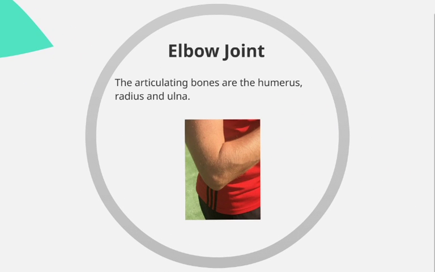With the elbow joint then, the articulating bones within the elbow joint are the humerus, the radius, and the ulna. As we know, the humerus is the bone above the elbow, running from the elbow to the shoulder, and then we have the thinner radius and the ulna located in the lower arm between the elbow and the wrist.